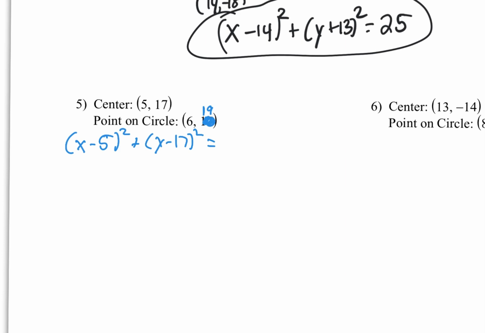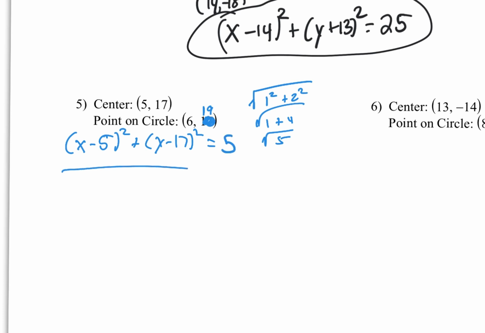What's the difference between 5 and 6? So it'll be 1, right? So it'd be 1 squared. What's the difference between 17 and 19? 2. So plus 2 squared. 1 squared is 1, 2 squared is 4, 1 plus 4 is 5. So this is just going to equal 5.